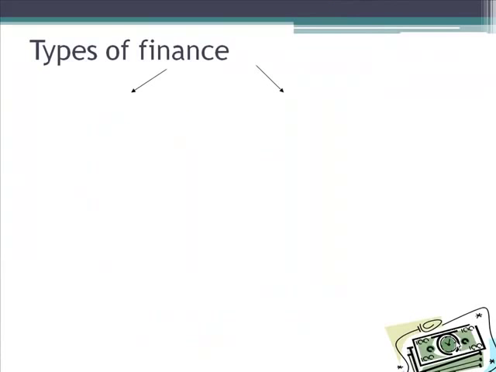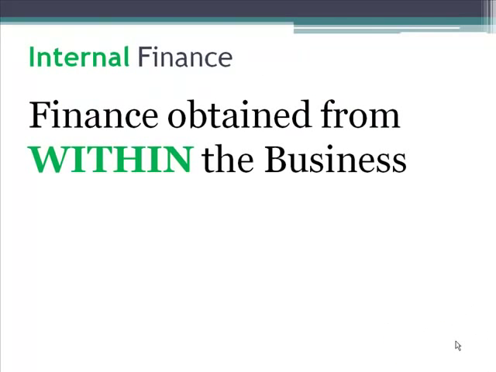So we've got two main types of finance: internal finance and external finance. Internal finance is money that we gain from within the business, and external finance is where we look outside the business to get money.